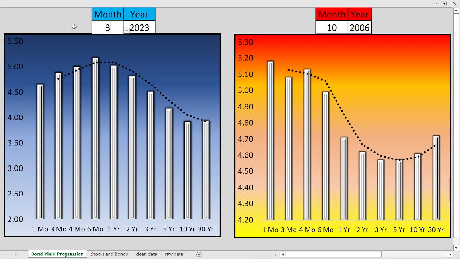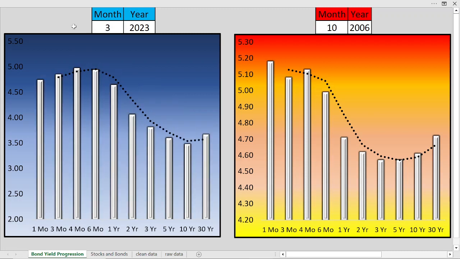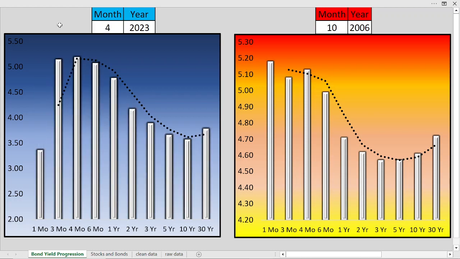We go to March of this year, and we see the long-term rates, the 5-year, the 10-year, really drop. The 10 years now to 3.48. And then notice what happens between March and April. All of a sudden, we see that huge drop on the 1 month. The 1 month drops down to a 3.36. Again, let's go back to January.